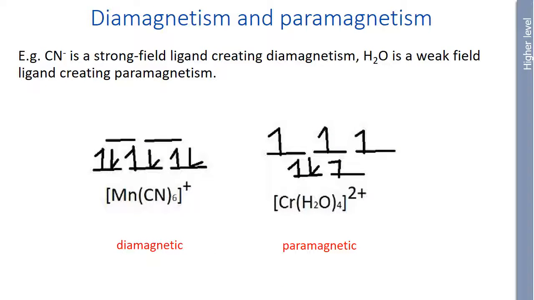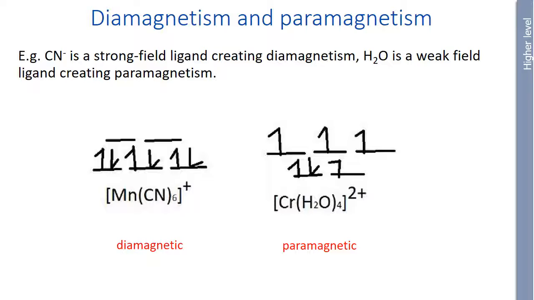So this can actually change the properties of the complexes. Remember in the previous unit we discussed diamagnetism and paramagnetism. Paramagnetism or magnetism occurs when you have unpaired electrons. So cyanide is a very strong field ligand and it creates diamagnetism in the complexes. And water is a weak field ligand creating paramagnetism. So if you look at manganese, what would that be?